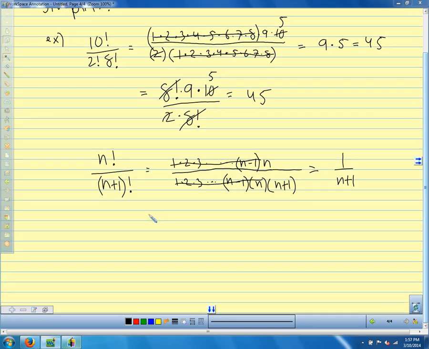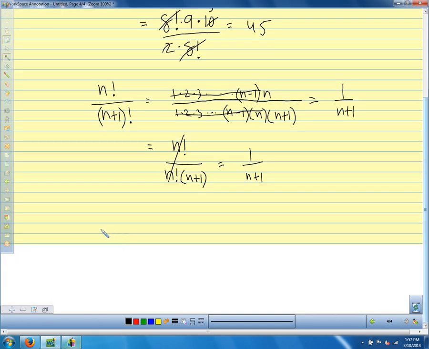And I can think of this as n factorial times n plus 1 in the denominator. All the numbers from 1 to n here, and then I'm multiplying by n plus 1 to get that n plus 1 factorial. And those cancel, and I get 1 over n plus 1. Questions on how I did this? All right, so let me have you think about this one.